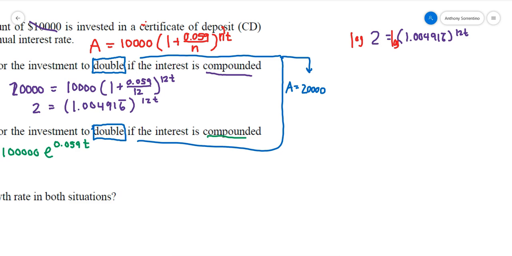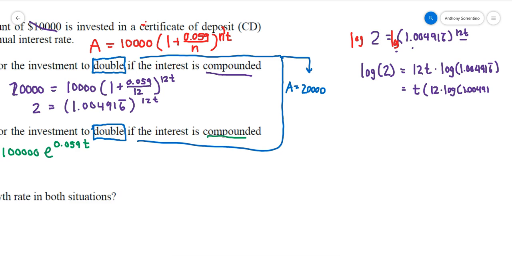Because what that will do is that I'm going to have the log of 2 on this side, and I'll write it as I would put it in the calculator, realizing that's just going to be a number. Since I have a logarithm here now, this 12t can be brought in front. So 12t times the log of 1.004916 repeating. I can actually factor out a t and say t times 12 times the log of 1.004916 repeating.